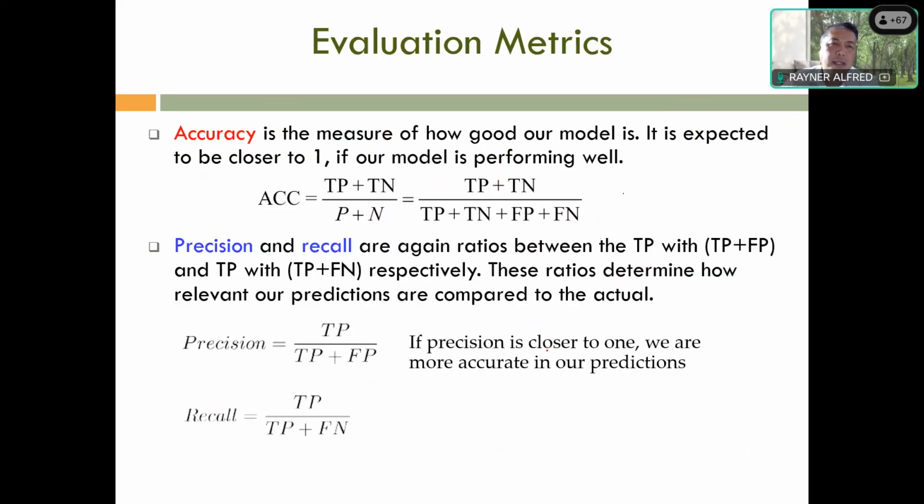Normally for classification, they use accuracy. So we want to maximize this: true positive and true negative divided by the total number of data that we have. Okay.